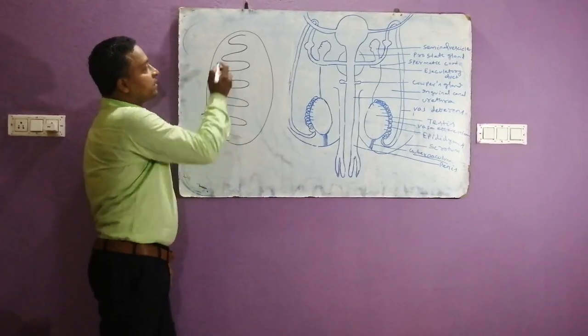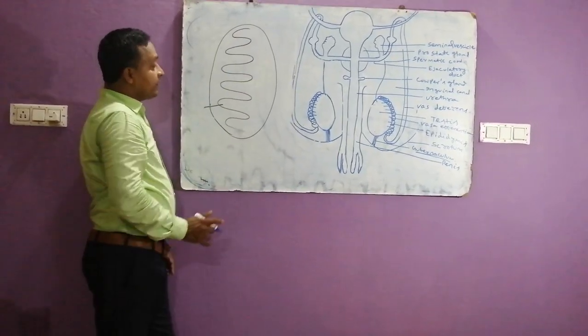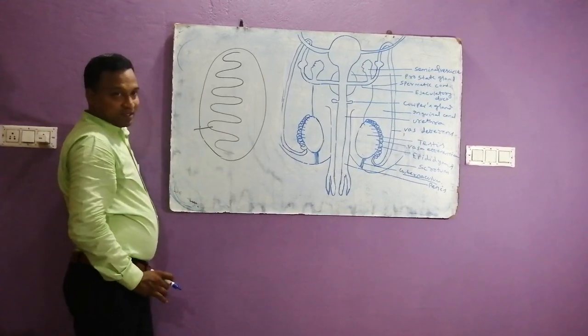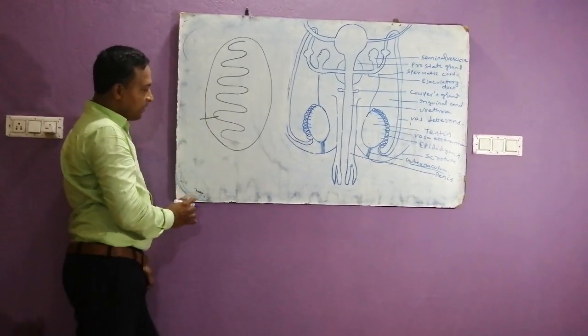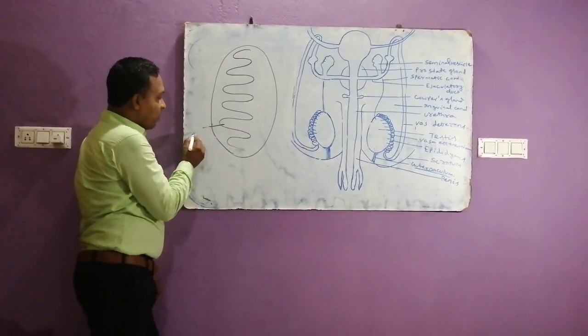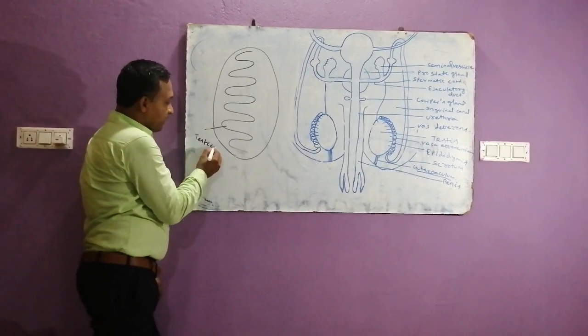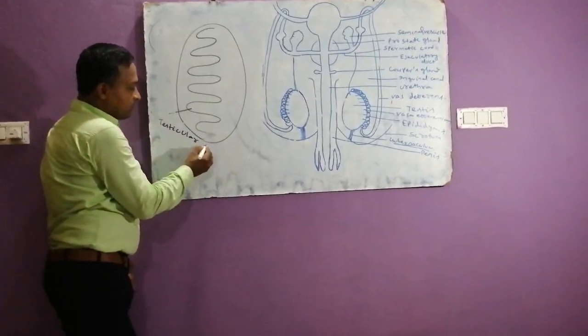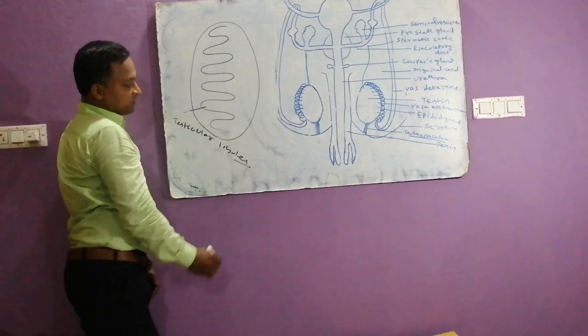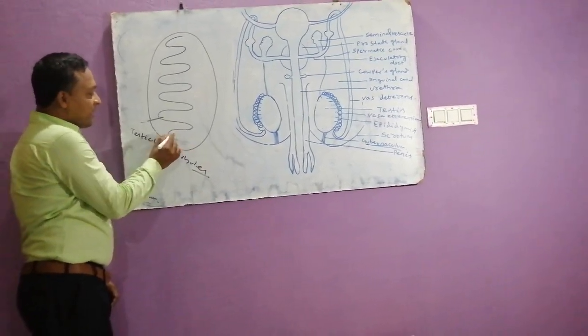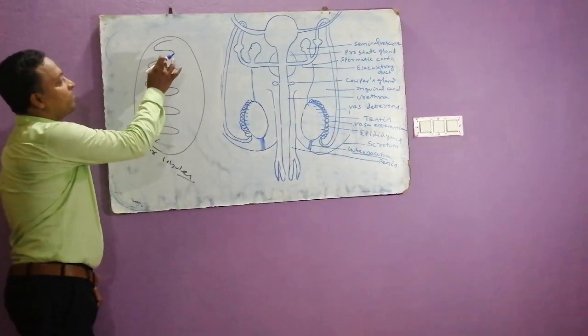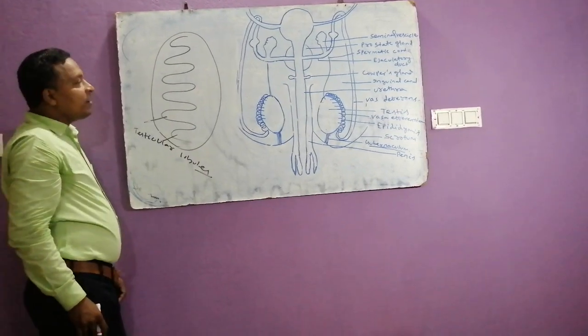So the testes is divided into nearly about 250 compartments, and these compartments are called testicular lobules. Okay, this is a testicular lobule. So, testicular lobule. And try to focus your mind.